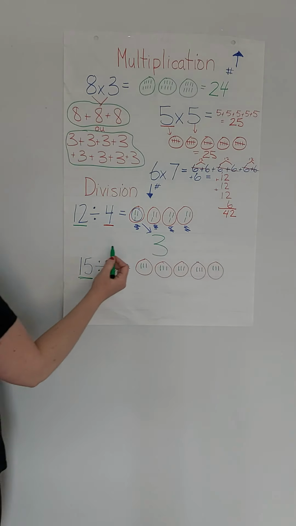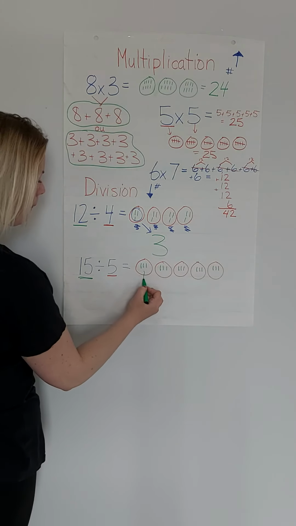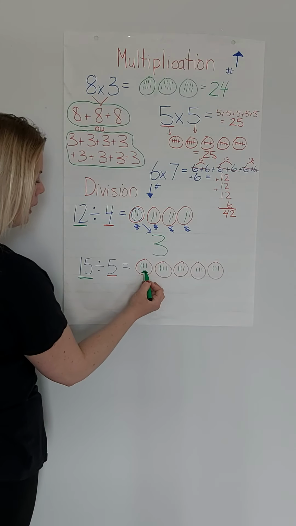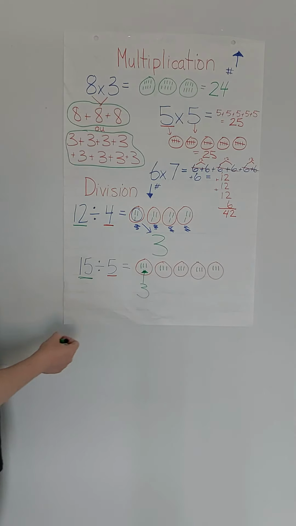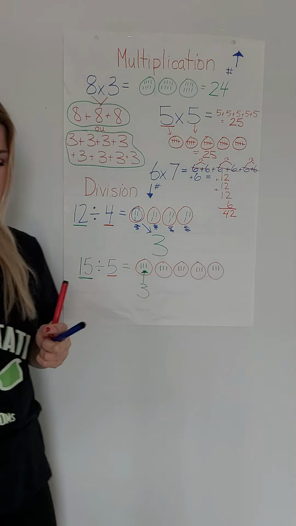Now I'm going to see how many are in each one. There are 3 in each one. So 15 divided by 5 equals 3. Okay, I hope that makes sense.